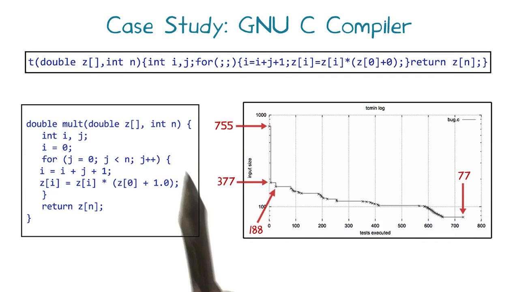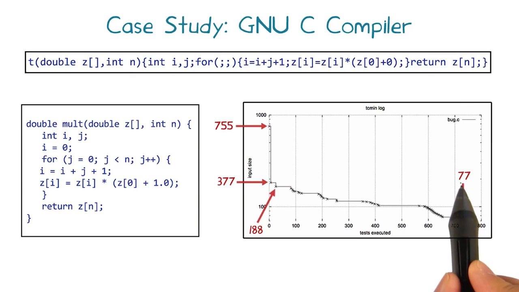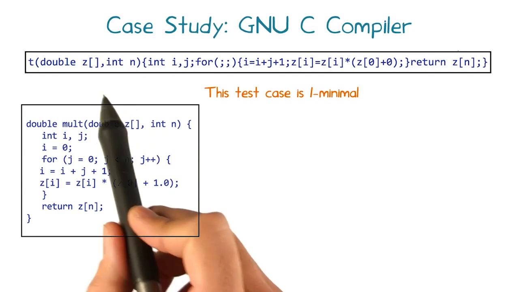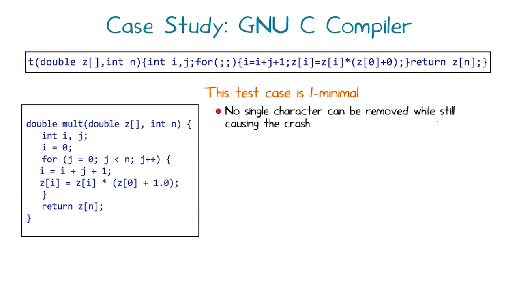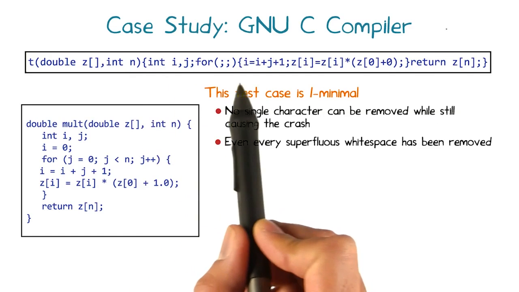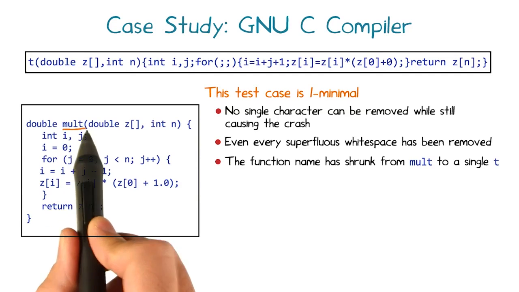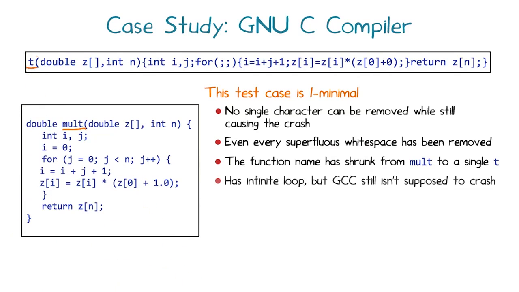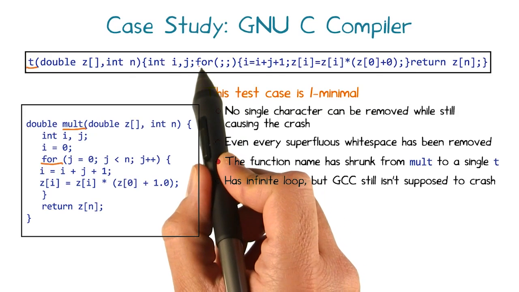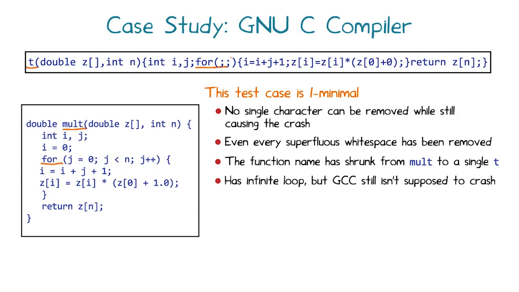This test case contains only 77 characters. This test case is one minimal because no single character can be removed while still causing GCC to crash. Notice how every superfluous white space has been removed. Even the function name has shrunk from mult to a single letter t, and the original loop has been converted into an infinite loop. But GCC still isn't supposed to crash. As GCC users, we can now file this one-line program as a minimal bug report.